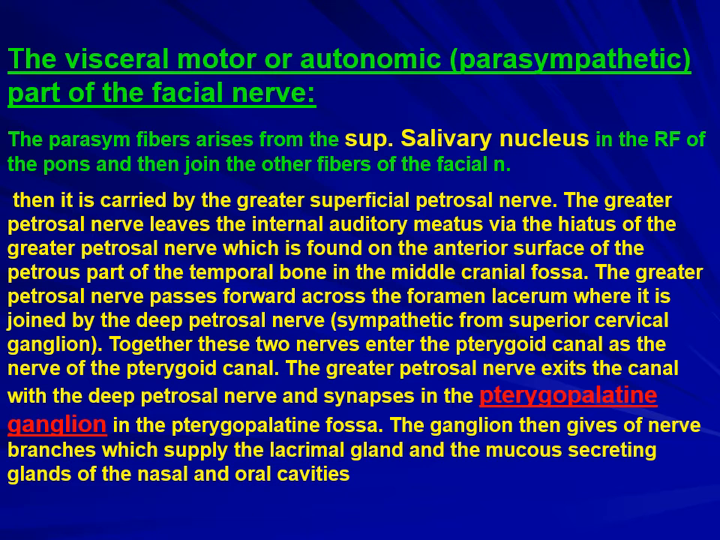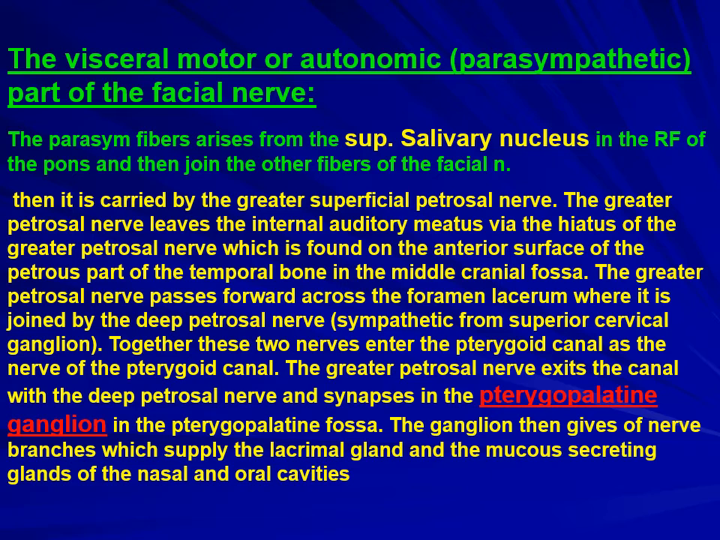The autonomic or parasympathetic part of the facial nerve comes from the superior salivatory nucleus. This nucleus is present in the reticular formation of the pons and joins the other fibers of the facial nerve. Then the parasympathetic fibers are carried in the greater superficial petrosal nerve, which will leave through the hiatus of the greater petrosal nerve, found on the anterior surface of the petrous part of the temporal bone in the middle cranial fossa.